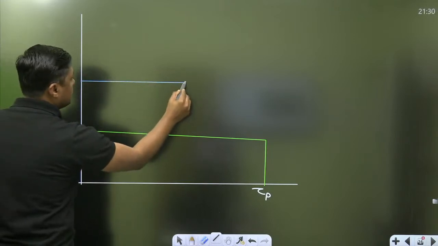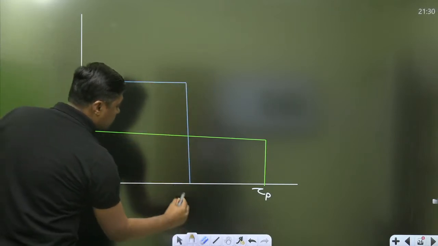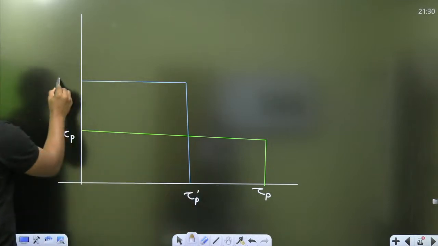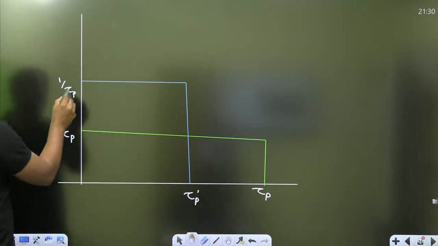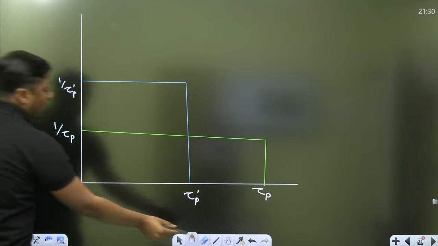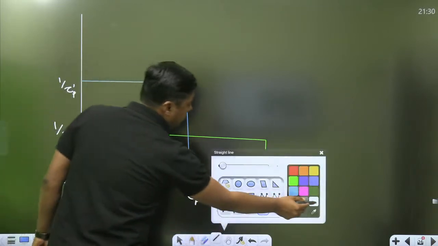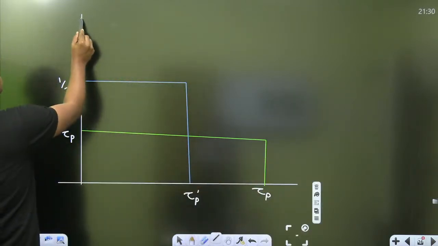Second, we are decreasing the width. What is the area of this? This is tau p dash, and this is 1 by tau p dash. Right. Again, when we are decreasing the width again, the area remains the same.